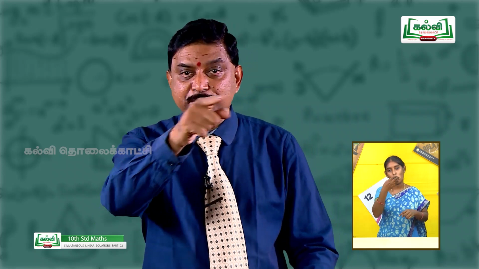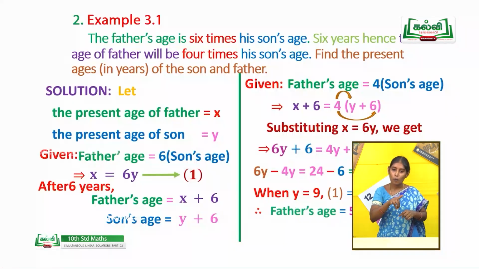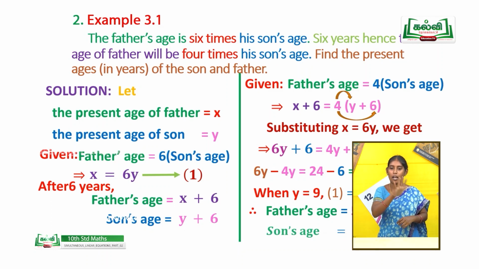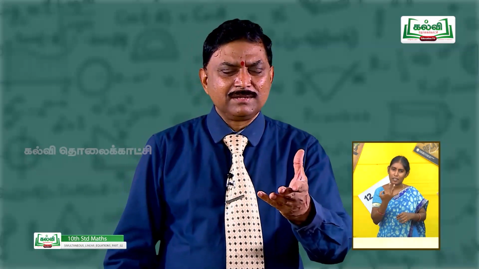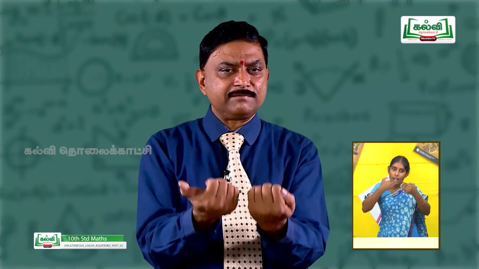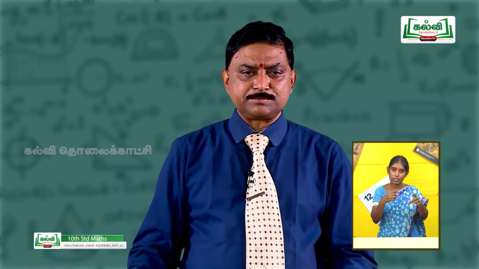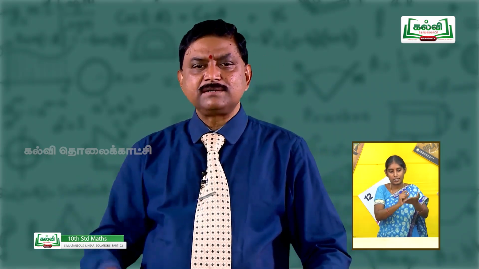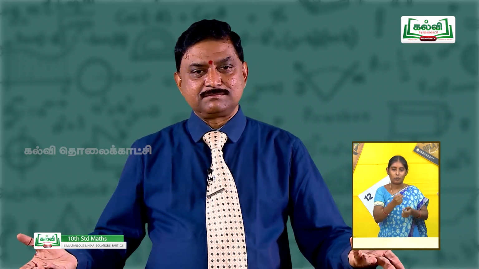x is what? The age of the father. So the age of the father is 54. The age of the son is 9. That's all, the problem is over. Therefore, father's age is 54 years, son's age is 9 years. That is the solution to the question. Very simple. So in an applied problem, you have to convert the given information into algebraic expressions, make it an equation and solve it.